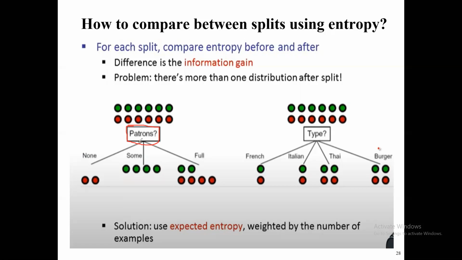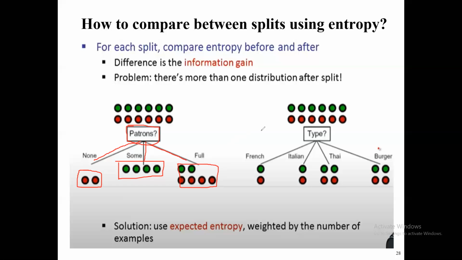In most cases, we actually encounter several distributions, such as the one shown in the diagram. In the previous slide, we had seen that one of the distributions included 4 green balls and 2 red balls, right? But in this specific example where patrons is one of the attributes, we can see that upon splitting on the 3 values of the patrons attribute, none, some, and full, we encounter 3 different distributions, right?